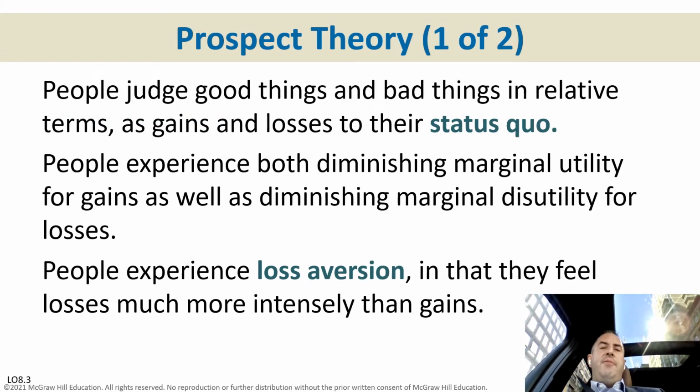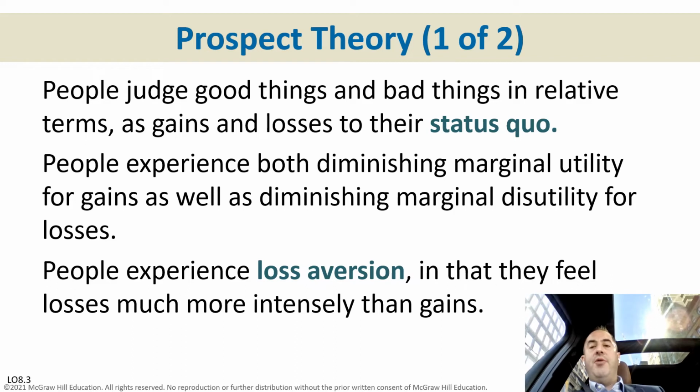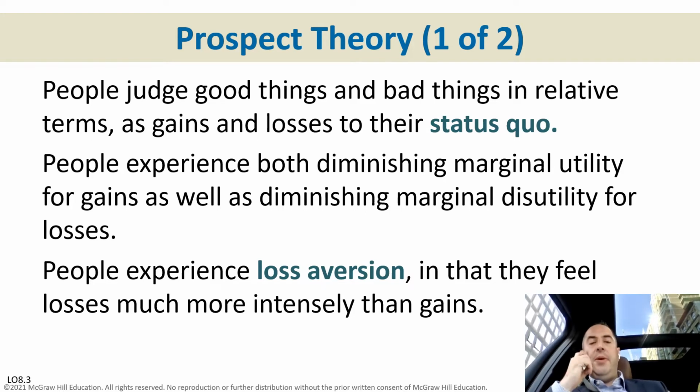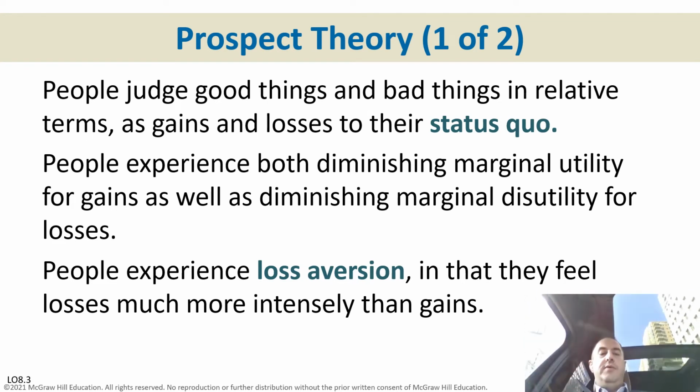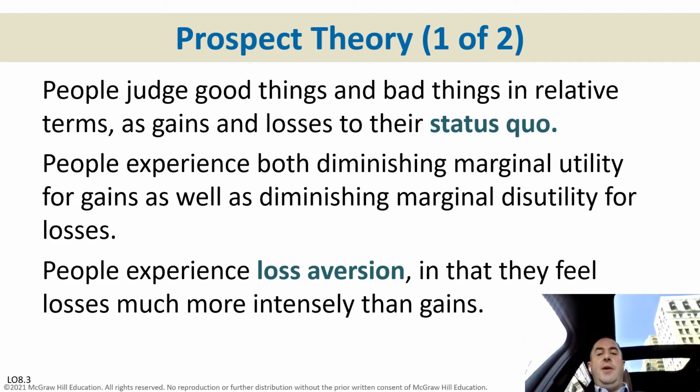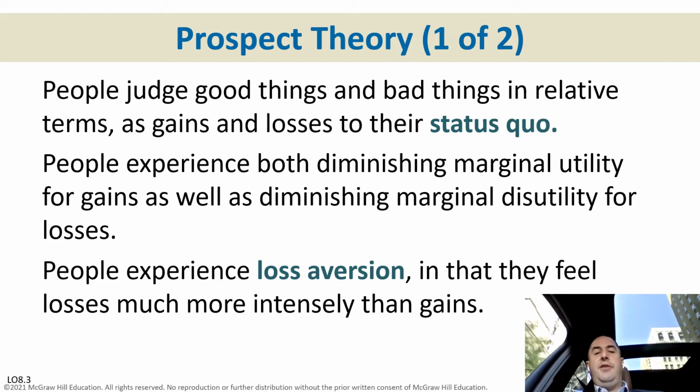How people cope with negative possibilities is a central focus of behavioral economics. Many observations have been cataloged as to how people actually deal with the prospect of bad things as well as good things. Three very interesting facts summarize how people deal with good and bad. People tend to judge good things and bad things in relative terms, as gains and losses to their status quo. People experience both diminishing marginal utility for gains as well as diminishing marginal disutility for losses.